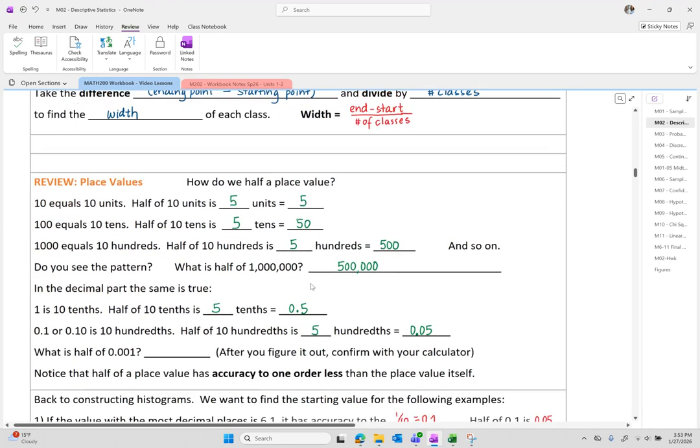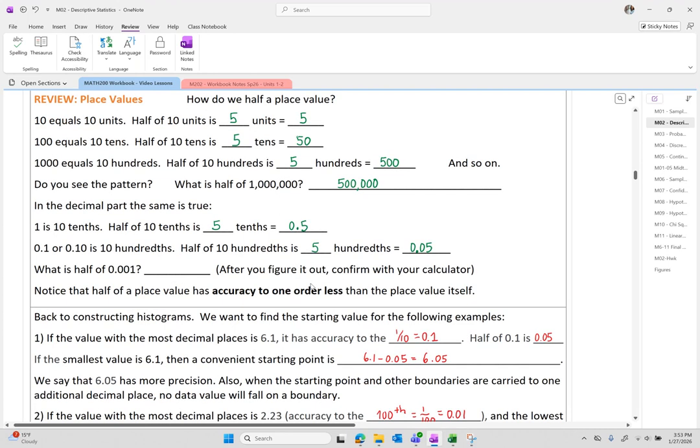And the rest of our notes have a little bit of math here to demonstrate how to find this starting point and ending point. So what we do is halve the place value of the most accuracy that we have. So if our data goes by tens, we will have a 10. Half of 10 is 5 units, and that 5 will be the accuracy that we will require for our starting and our ending point.